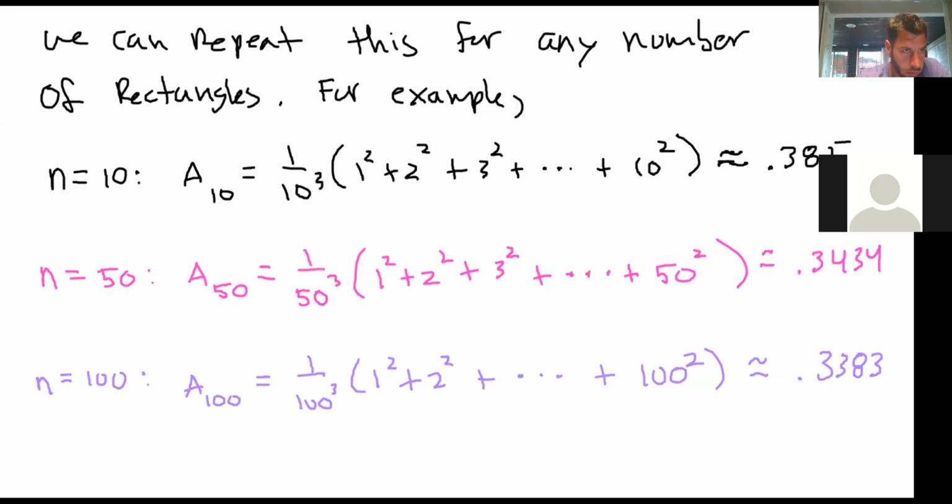So let's now go a little deeper. Instead of doing it with 1,000, or excuse me, 100, let's ask what happens if we use 1,000. I'm not going to keep writing all that out. But if I do 1,000, what I find is the sum of the rectangles, their area, is 0.3338335.